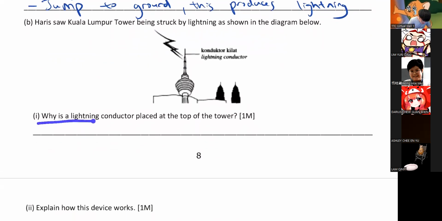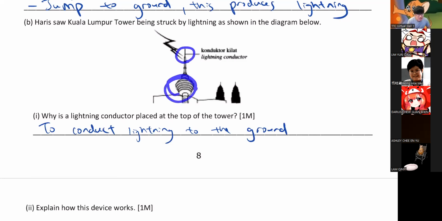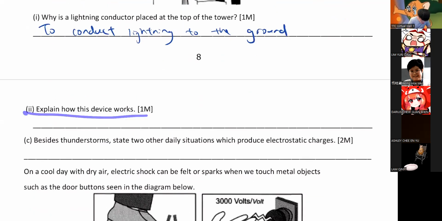Right, so why is the lightning conductor placed at the top? This is to conduct lightning to the ground. That means, or you can say, to protect the building from lightning. I would accept that also. To protect the building, because we want the lightning to hit here, not here. 我们要雷打到这边，不是这边。We want the lightning to hit this thing, not the tower itself. So explain how this device works.